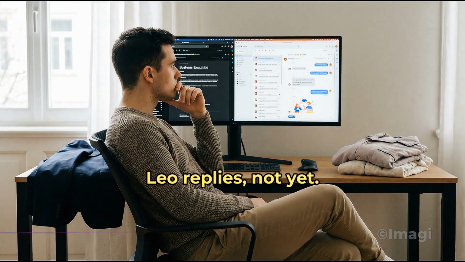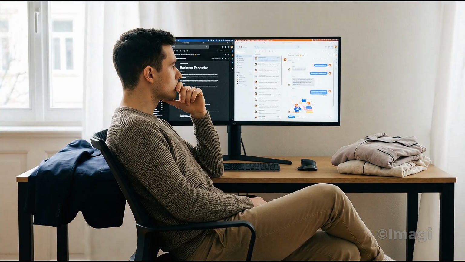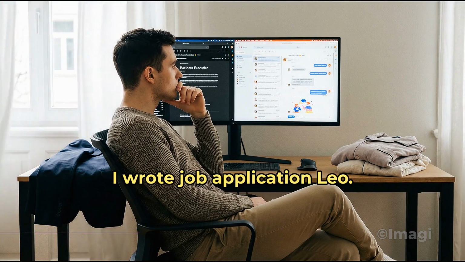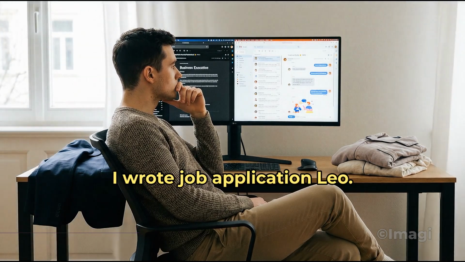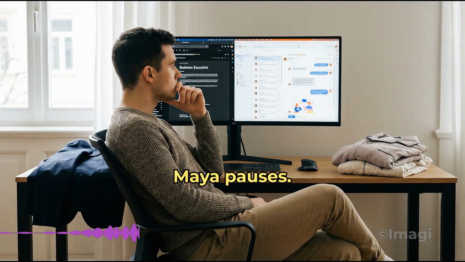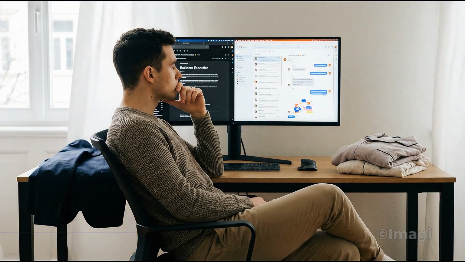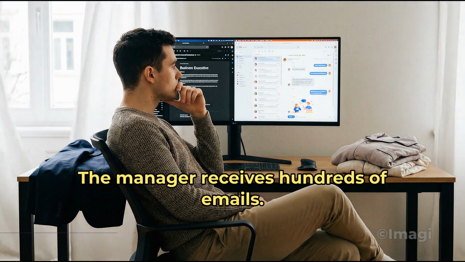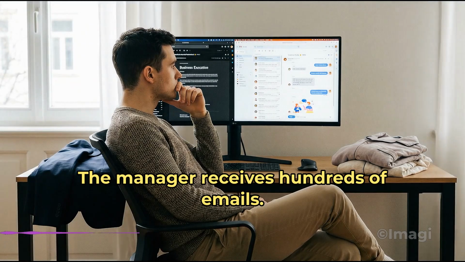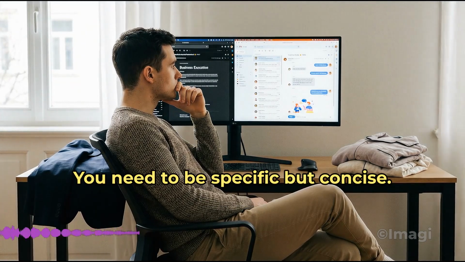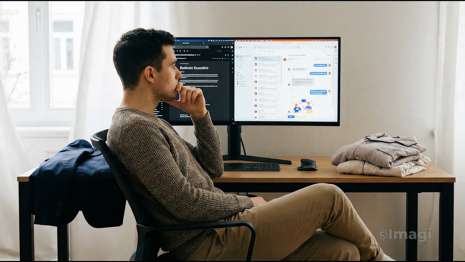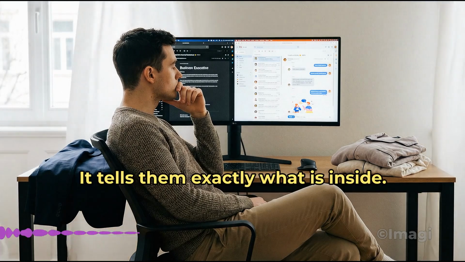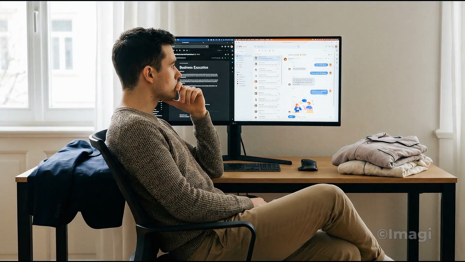Leo replies, "Not yet. I want to check the subject line. I wrote, job application. Leo." Maya pauses. She says, "That is a little too simple, Leo. The manager receives hundreds of emails. You need to be specific but concise. A subject line is like a newspaper headline. It tells them exactly what is inside."